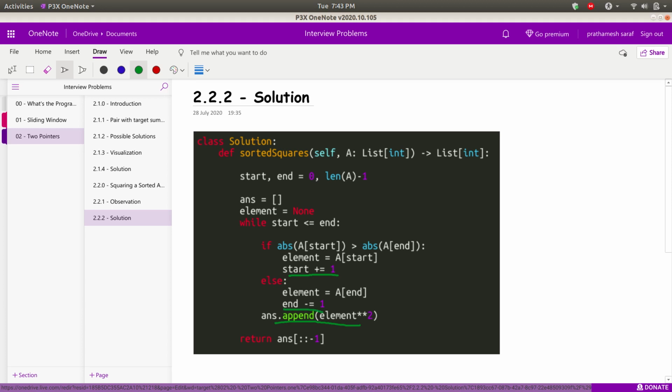Also, instead of adding at the start, I go on adding at the end, because although I'm using Python and we can even add at the start, it was easier for me to just append the elements as I'm finding them, and finally I shall reverse the list here and return the answer. So that was it. It was a pretty easy problem.